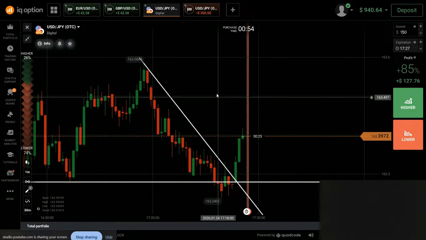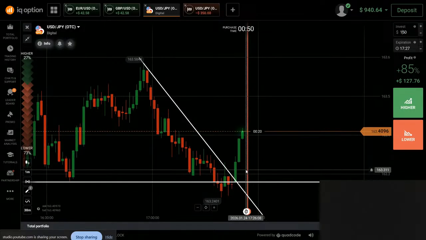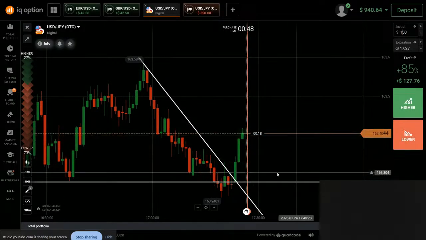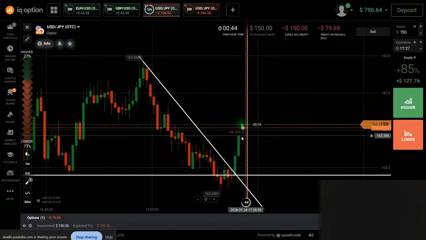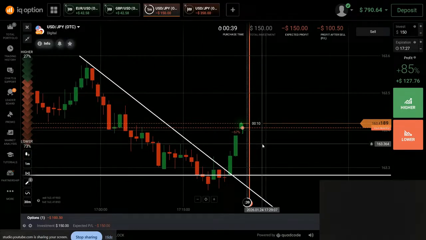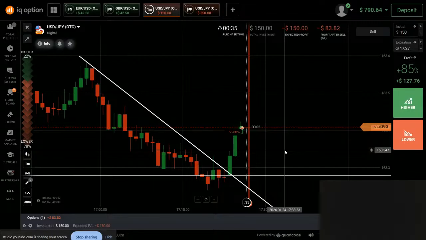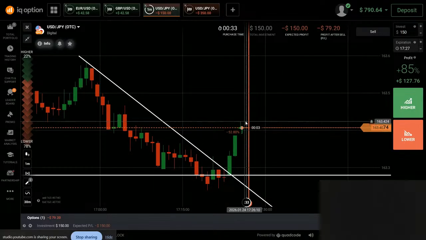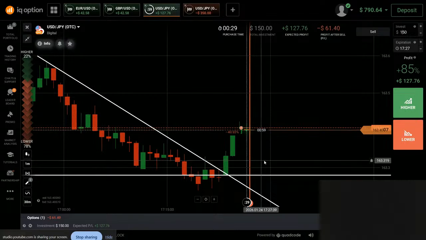Okay, you got a huge rejection. So there is a chance of sellers. Yes, there is a chance of sellers in the next candlestick. So why did I say there is a chance of sellers?